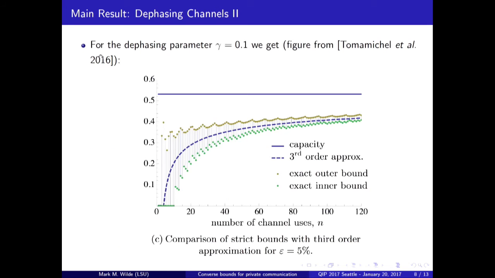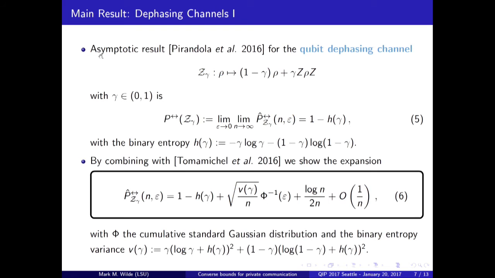Okay, so to give you an idea of what these bounds can tell you, we have a plot like this. Here on the horizontal is the number of channel uses. On the vertical is the rate. This top line is the asymptotic capacity. So that's what you achieve when n is going to infinity. But what the approaches that we have allow you to get are finer characterizations for a finite number of channel uses. And so we have these upper bounds and these lower bounds, and in between is this third order approximation that I showed you right here.